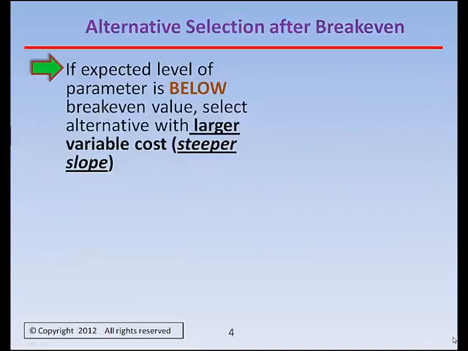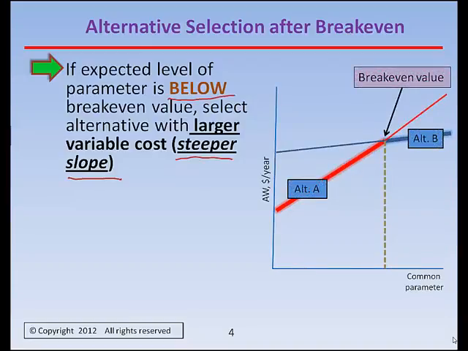In order to select one of the mutually exclusive alternatives, the anticipated value of the common parameter must be estimated. If this value is below the break-even point, always select the alternative with the steeper or larger slope. This is the same as the larger variable cost.